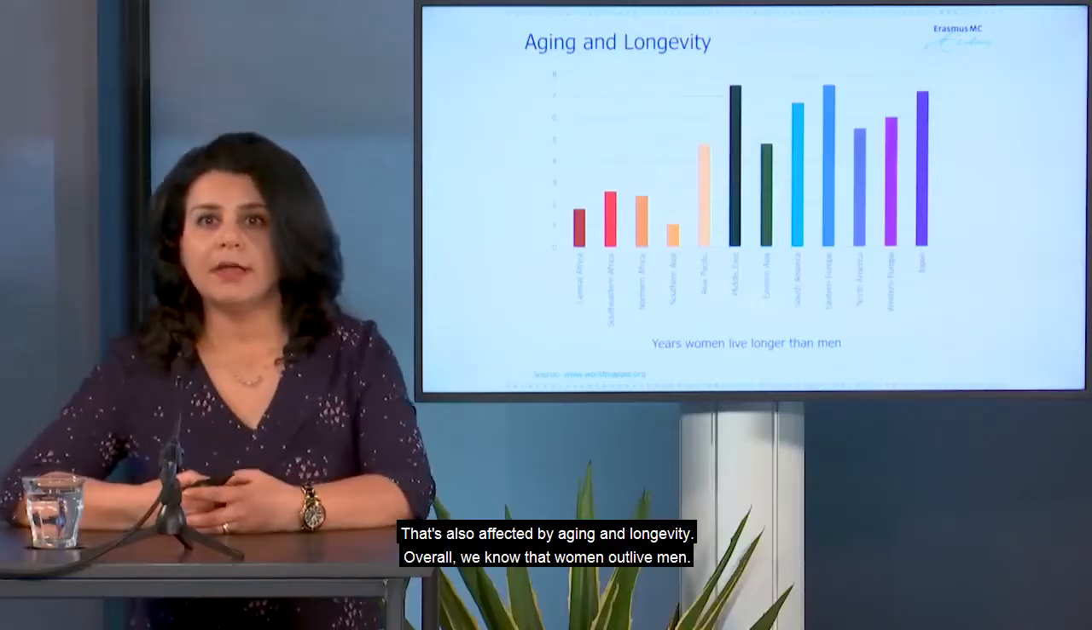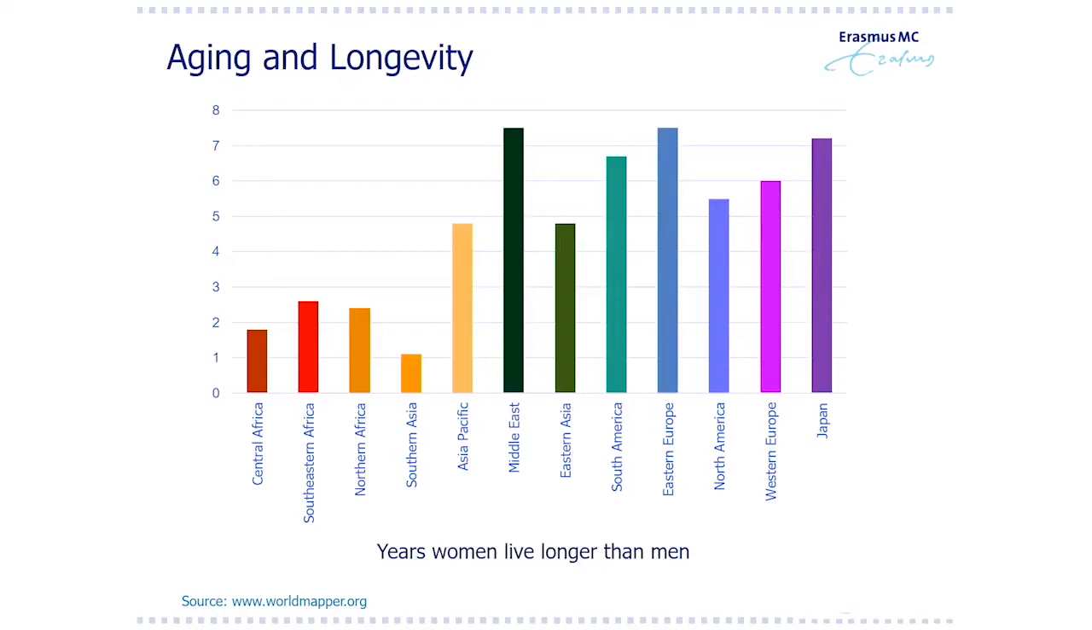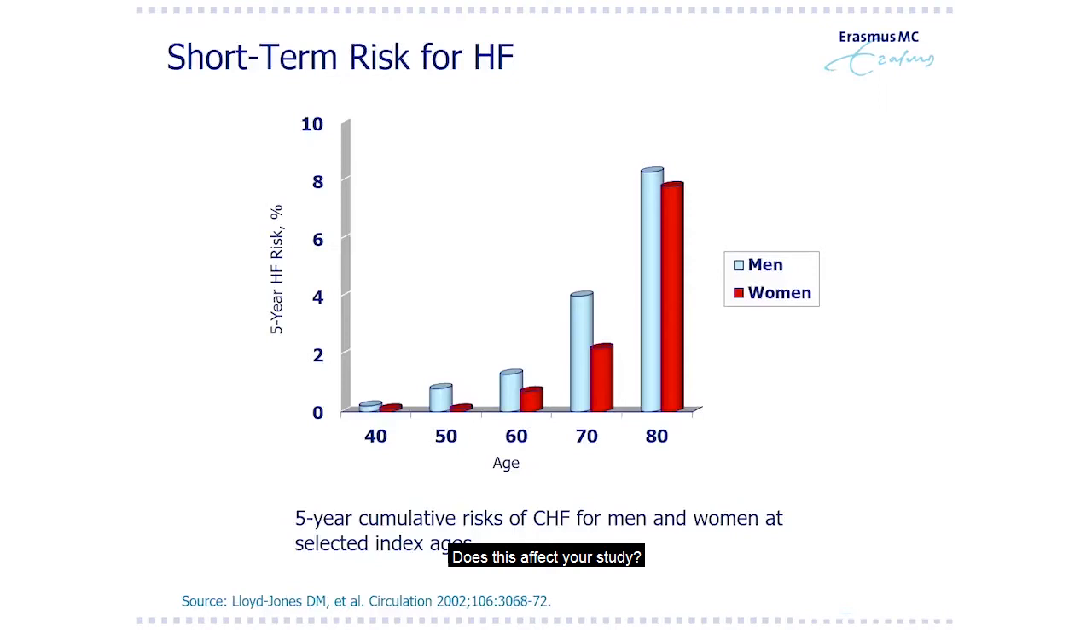That's also affected by, of course, aging and longevity. Overall, we know that women outlive men. In the European Union, women outlive men by about 5.5 years. Does this affect your study? Think about heart failure, for example. It's an inability of the heart to pump blood and oxygen to organs of the body.